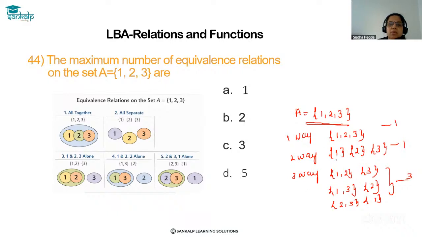Hence, the maximum number of equivalence relations will be option D, 5. You can check in this figure also. Here the full set, here singleton sets, here {1, 2} on one side, {3} on the other side, {1, 3} on one side, {2} on the other side, {2, 3} on one side, {1} on the other side. If you take the union, full set. If you take the intersection, null set. So option D, 5, is the correct answer.